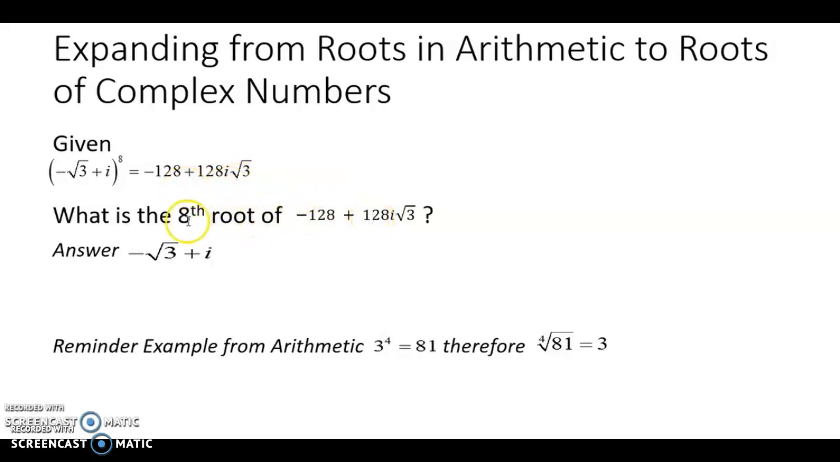So being asked for the 8th root is the same as being asked what times itself 8 times will give this answer. When we look at the original problem, it's clearly telling us that negative square root of 3 plus i is being multiplied times itself 8 times and giving us this answer. Therefore, the 8th root of negative 128 plus 128i times the square root of 3 is negative square root of 3 plus i.